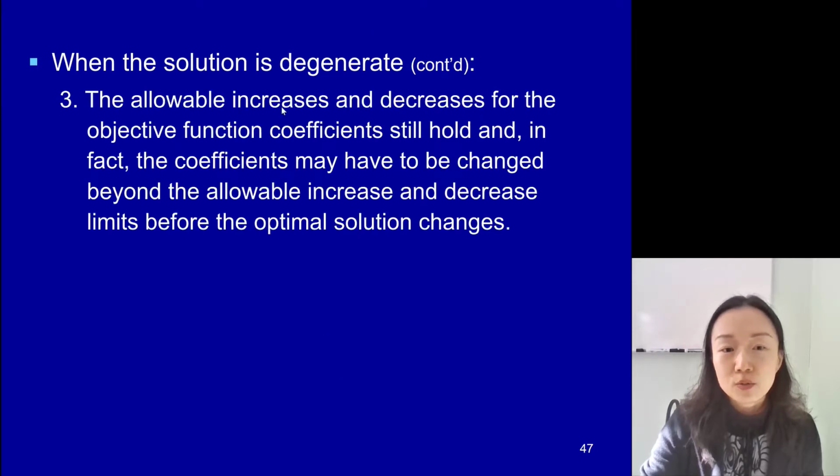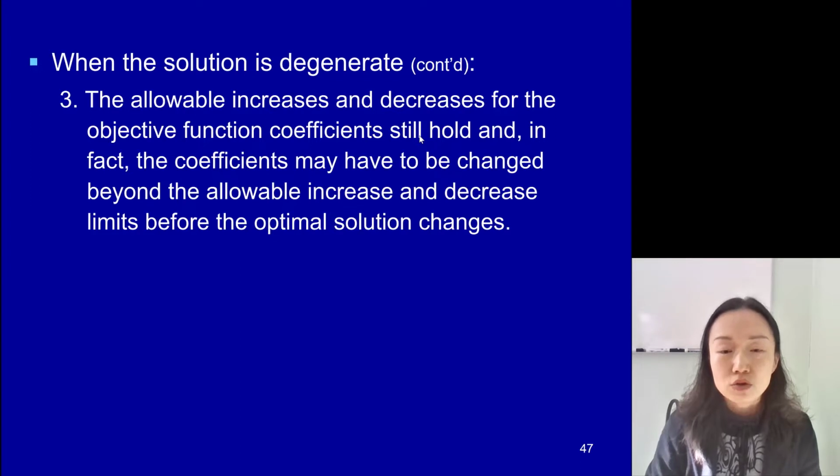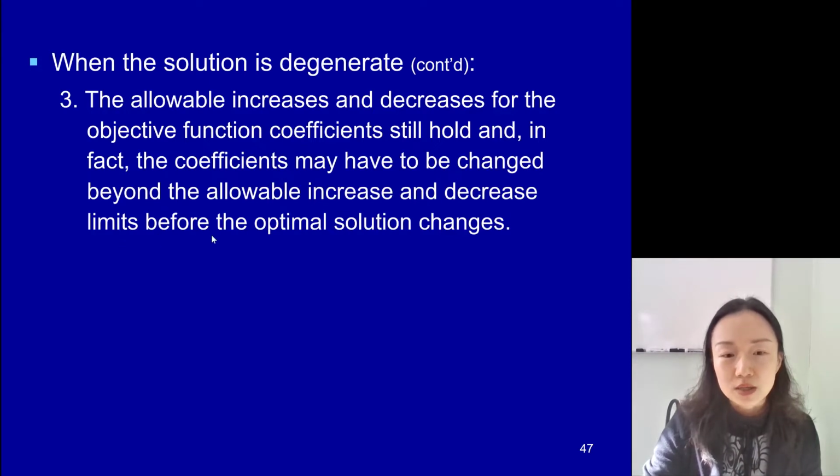Third, the allowable increases and decreases for the objective function coefficients will still hold. So that means if you change the objective function coefficients within those allowable increase and decrease, then you are sure the solution won't change. But if we change outside of the range, we cannot tell if the solution will change. So it says the coefficient may have to be changed beyond the allowable increase and decrease limit before the optimal solution changes.